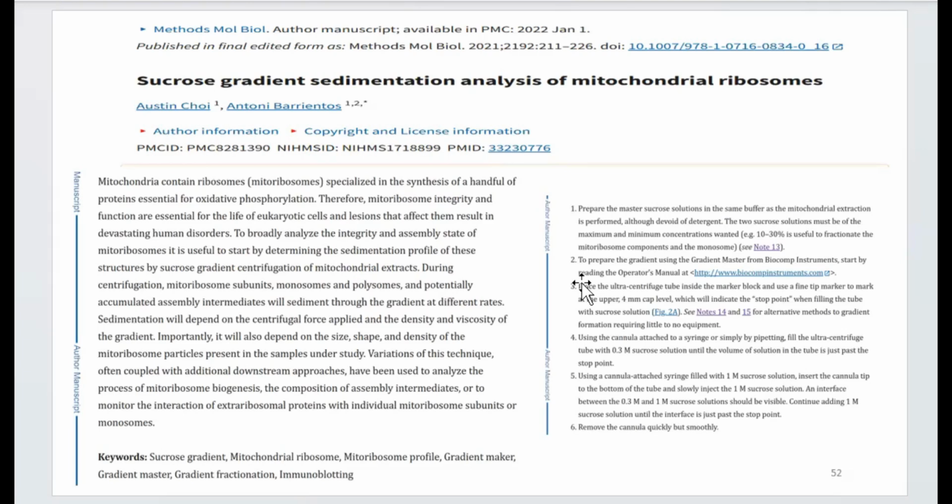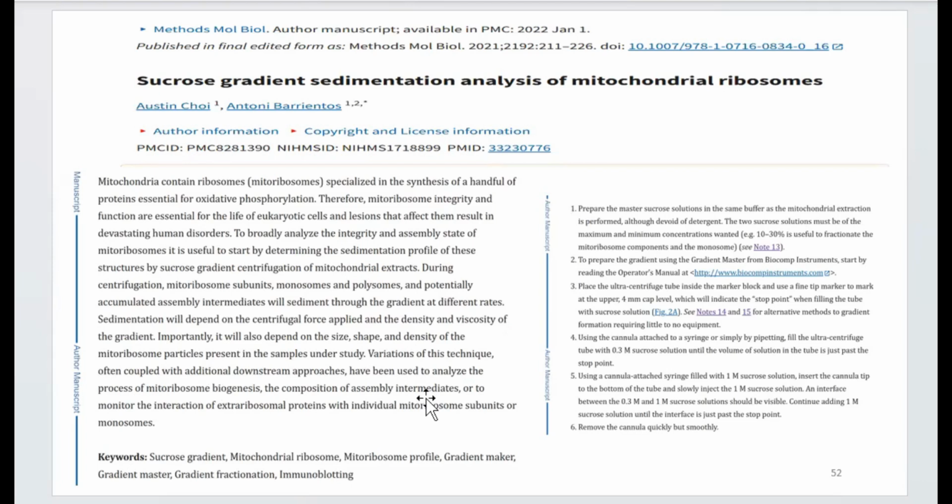Now, what is the great thing in that? Sedimentation will depend on the centrifugal force applied and the density and viscosity of the gradient. Importantly, it will also depend on the size, shape and density of the mitoribosomes, that is how it is spelled, and the other particles present in the sample.